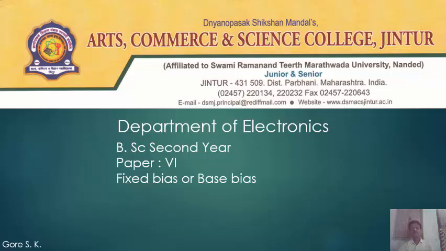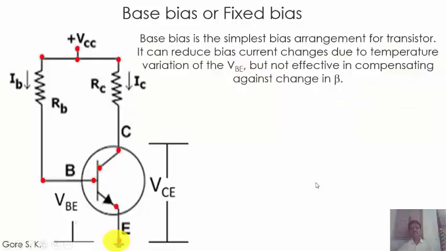In the base bias, this is the very simplest biasing technique. With the help of base bias, we can bias the transistor. And here, this is the circuit diagram for the base bias. In this circuit, we are using only one resistance, that is RB. This RB is used to bias the transistor.